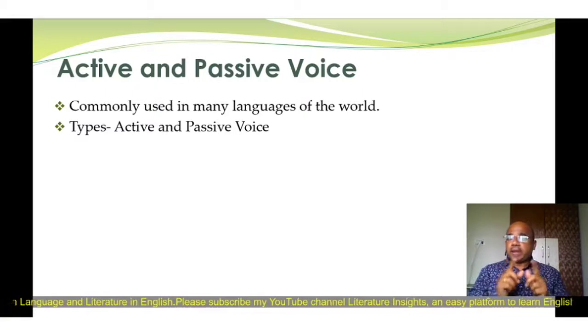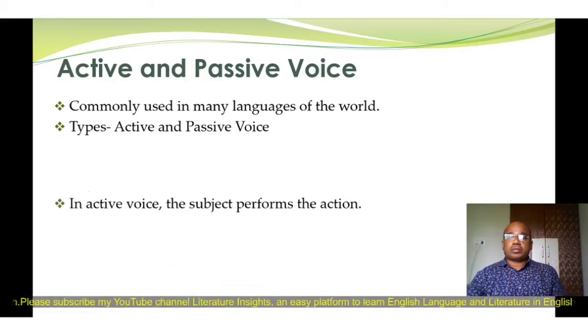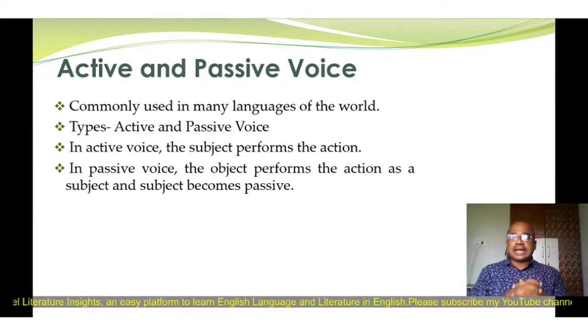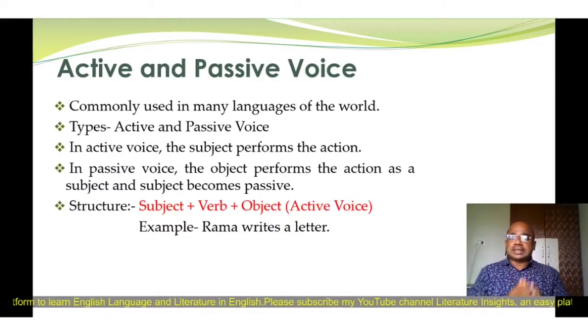Types: active and passive voice. There are two major types of voice, active voice and passive voice. So let's see what is active voice and passive voice. In active voice, the subject performs the action. In active voice, we can see the subject is the action doer. Vice versa, in passive voice, the object performs the action as a subject and subject becomes passive in passive voice. So let's see the structure of active voice and passive voice with their appropriate example.